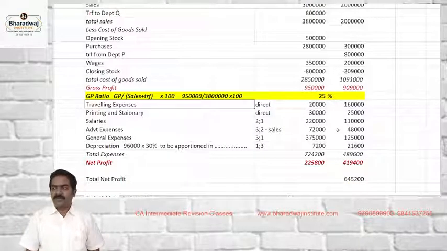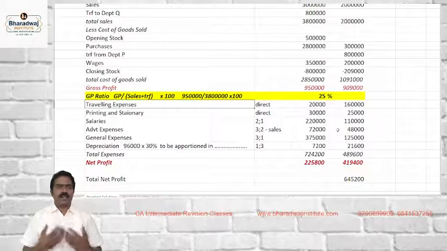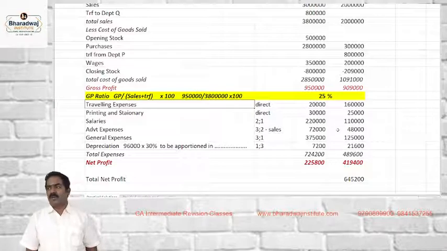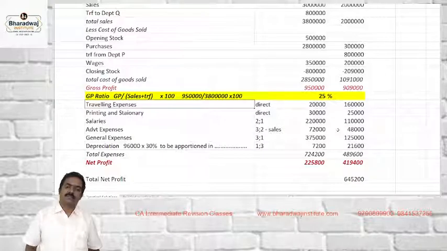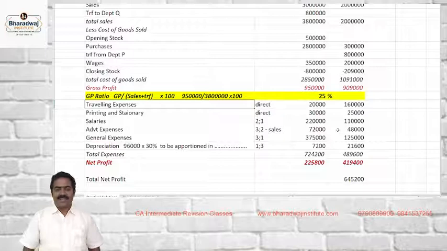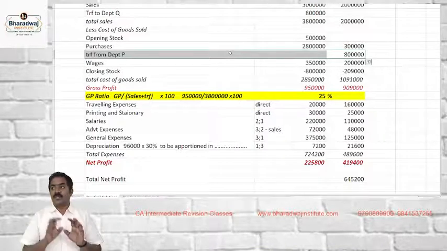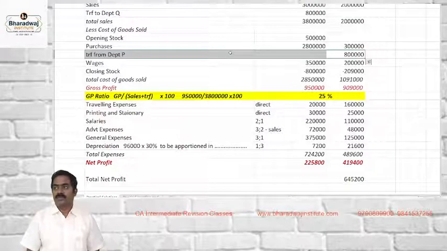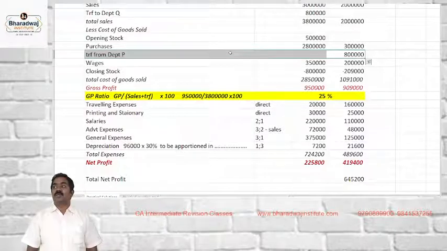Who transferred to whom? P transferred to Q. Everybody paying attention. Who charged the profit? P. Stock will be with whom? How much of stock is with Q? That is transfer. 8 lakhs is transfer. My question is, how much of closing stock will be with Q? How much of transferred goods are there with Q?